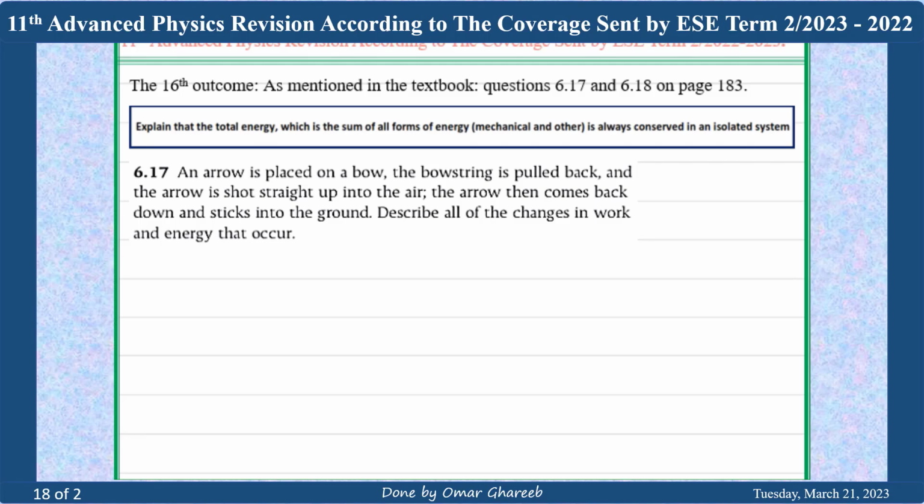An arrow is placed on a bow. The bowstring is pulled back and the arrow is shot straight up into the air. The arrow then comes back down and sticks into the ground. Describe all changes in work and energy that occur.